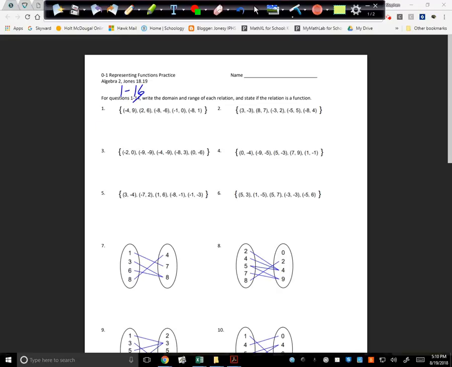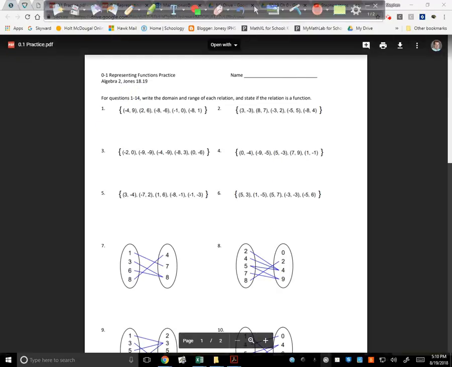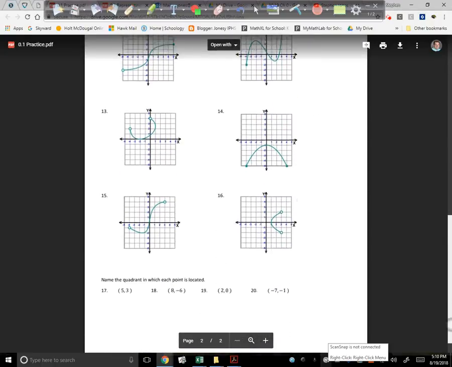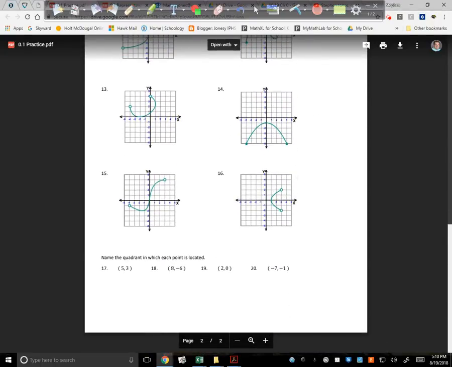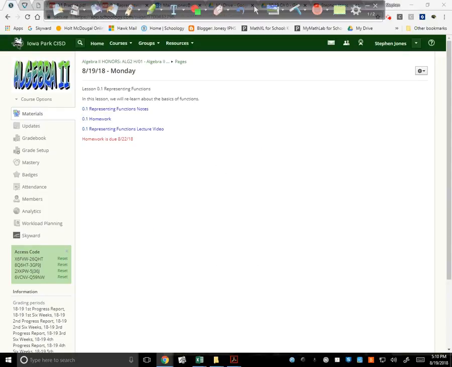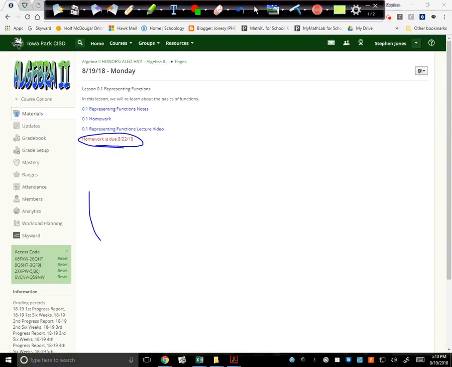Okay, and then you go to the bottom of this page. And the last thing on here is 17 through 20, name the quadrant in which each point is located. So all you have to do is tell me 1, 2, 3, 4, which quadrant these points are in. And that's all there is to that for the homework. If we go back to this page, we can see it's due on the 22nd, which is Wednesday. So you've got a couple days to get that done. Shouldn't be too hard to do.